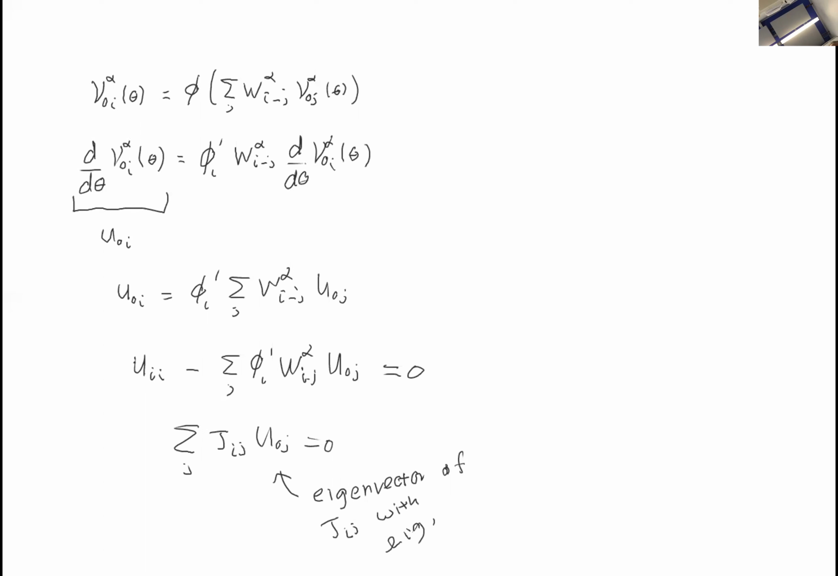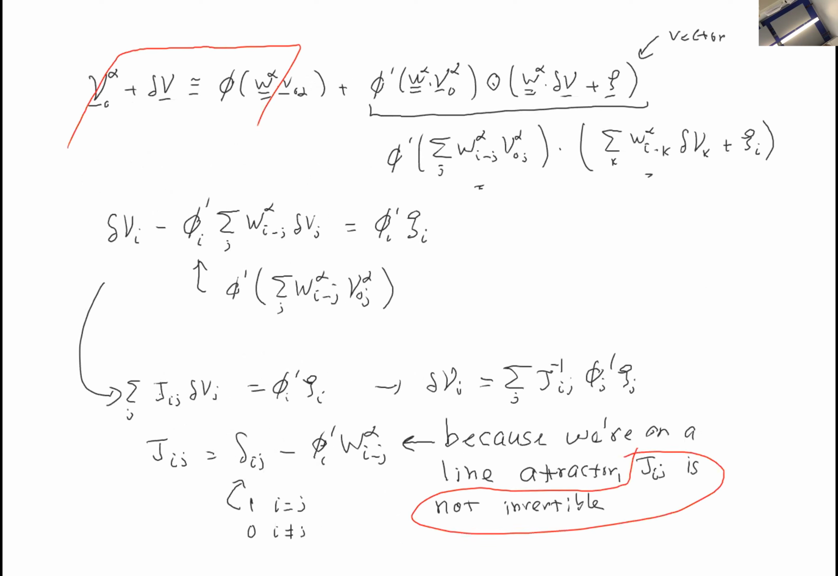Okay, so that means J is not invertible. If you go back and remember our definition of Jij, it's just exactly this. The fact that you're on a line attractor means that when you try to move that line attractor, it's not a line attractor anymore. And this is a generic key feature of line attractors.